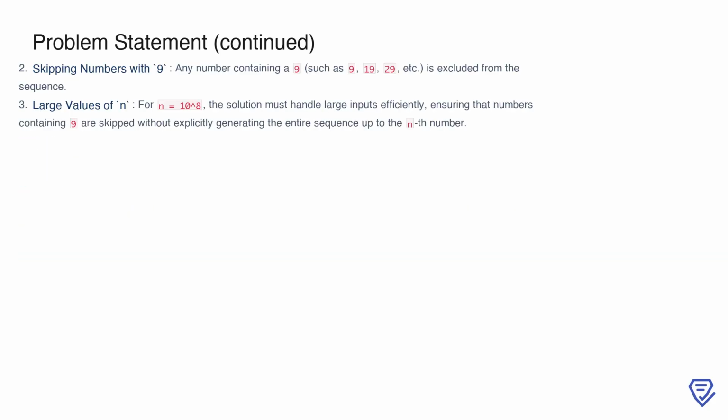To summarize, any number containing the digit 9 is excluded from the sequence. This means numbers like 9, 19, 29, and so on do not appear at all. For larger values of n, such as 10^8, it is critical to efficiently calculate the result without explicitly generating the entire sequence up to the nth number. Instead, we need an optimized approach that directly finds the nth valid number without including invalid numbers containing the digit 9.